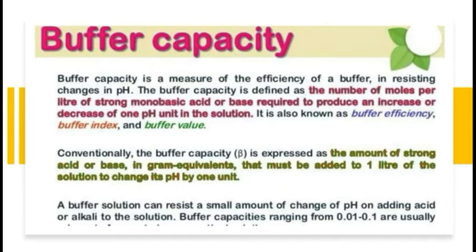Taking negative log on both sides of the equation, we have minus log [H+] is equal to minus log Ka minus log of acid upon salt. Therefore, pH is equal to pKa plus log of salt upon acid. This equation is called the Henderson-Hasselbalch equation, or simply Henderson's equation.